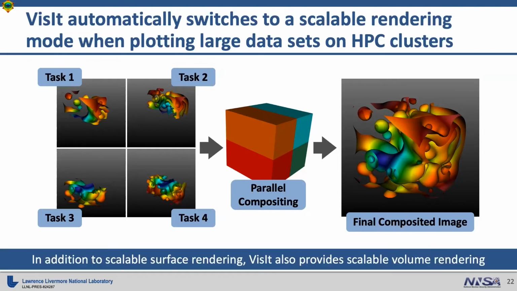And similarly for volume rendering. Surface rendering is an example of this here, right? But for volume rendering, you have a bunch of arrays. You need to partition those out, and we need to do that scalably as well.